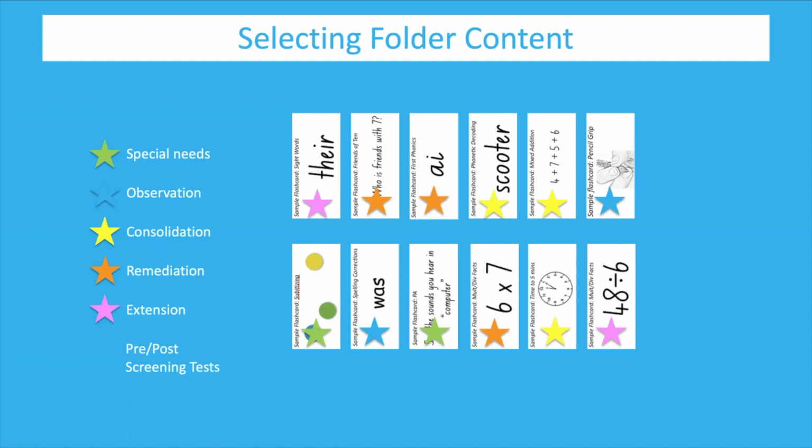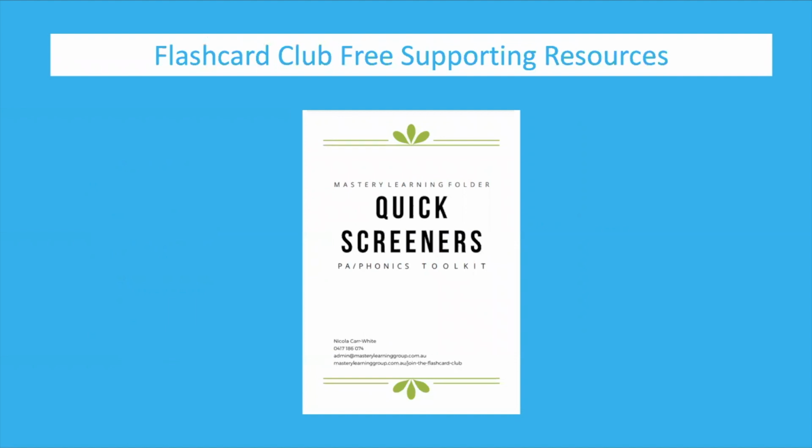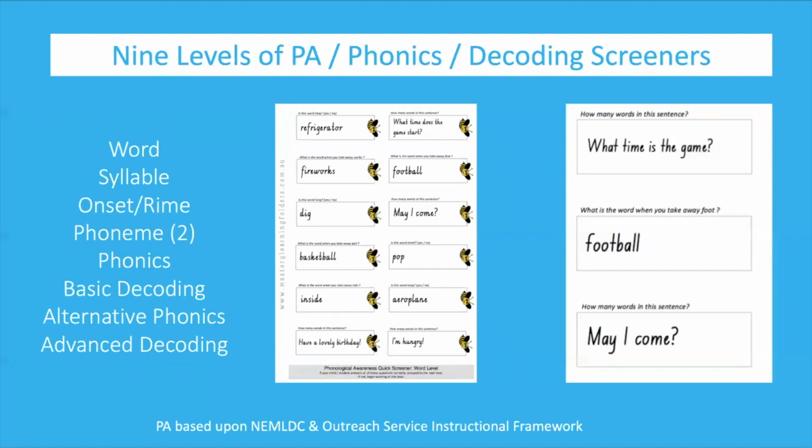The flashcards in the Flashcard Club can also be used for pre or post screening. The Quick Screeners PA Phonics Toolkit contains literacy flashcards based on learning progressions as described by the WA North East Metropolitan Language Development Centre instruction framework. These quick one-page screeners are used to determine where your IEP student needs to begin practicing their early literacy skills. Students are screened and move through the levels until they begin to struggle, at which point there are flashcard sets in the Flashcard Club, which can then be placed in their folder. The student then continues through the practice flashcards in the preceding levels.